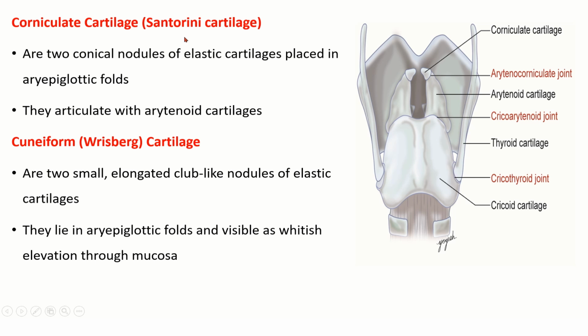Corniculate cartilage or Santorini cartilage. You can see here the corniculate cartilage. These are two conical nodules of elastic cartilage placed in aryepiglottic folds. They articulate with the arytenoid cartilages. Cuneiform cartilage or Wrisberg cartilage: two small elongated club-like nodules of elastic cartilage. They lie in aryepiglottic folds and are visible as whitish elevations through the mucosa.